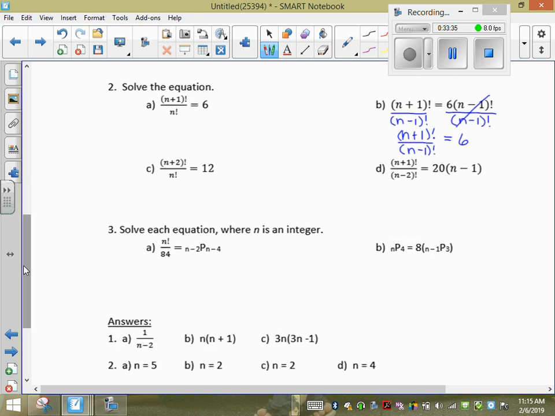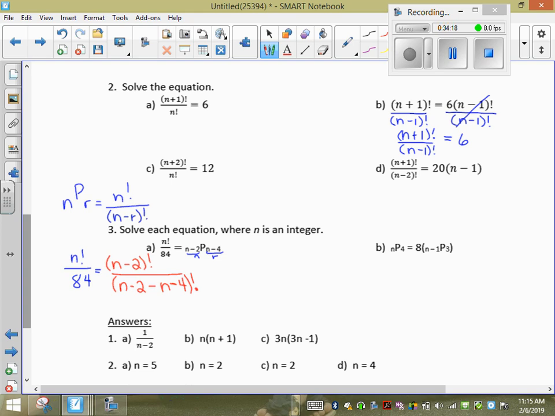This one here, we have to plug into the actual formula on your formula sheet. So I'll set you up for this one. n P r over 84. This is the nPr formula. So nPr equals n factorial over n minus r factorial. So this is n. I'm going to input that for all the n's. I'm going to input that for all the r's. So I'm going to get n factorial, which is n minus 2 factorial, over n minus r factorial. So n is n minus 2 minus n minus 4 factorial.